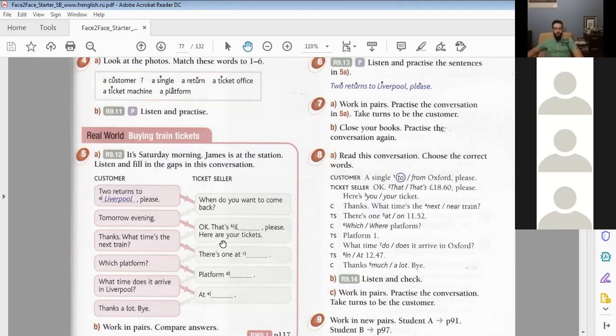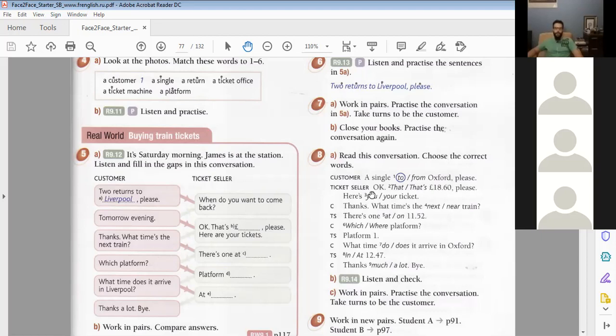Here are your tickets. Thanks. What time's the next train? There's one at 9:17. Which platform? Platform 6. What time does it arrive in Liverpool? At 12:29. Thanks a lot. Bye.